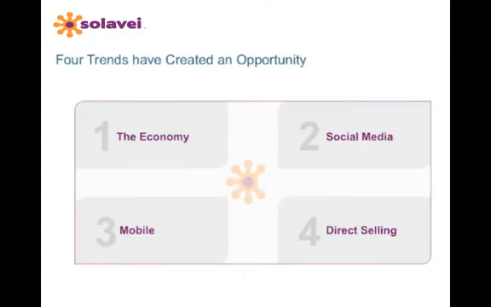Why is this happening now? Solavei has identified 4 trends that have created an opportunity. Let's start with the economy. A total of 3.6 million properties have been lost to foreclosure since the start of the recession in December 2007. If we look at unemployment rates, unemployment in this country sits at 8.1%. That's 12.5 million unemployed persons, specifically 7.6% adult men, 7.3% adult women, and a whopping 24.6% of teenagers.